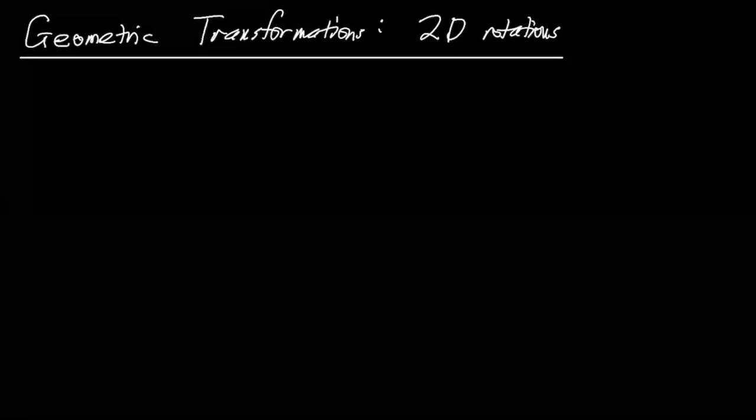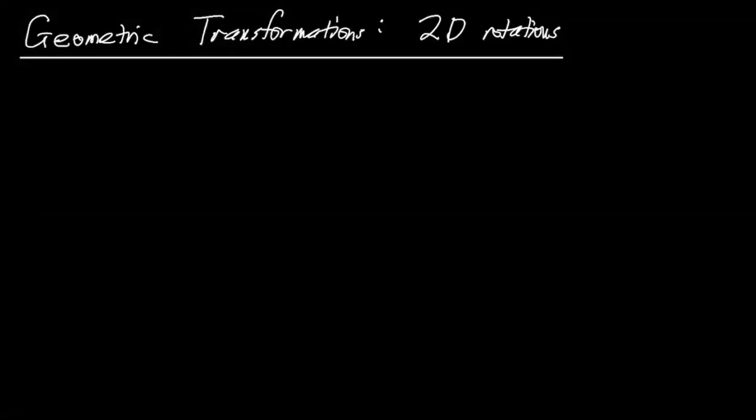All right, now I want to talk about how to find the matrix of various geometric transformations using the result from the previous video that we just have to follow what happens to the standard basis vectors. So let me start with an example.